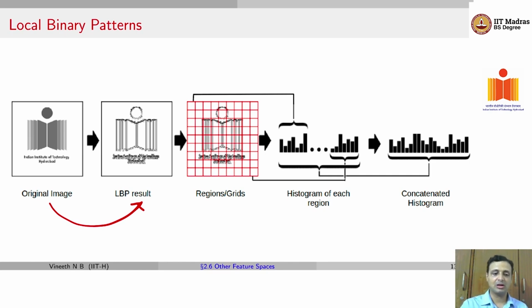So you could now construct such an image for every pixel. You could repeat the same thing and construct such an LBP image. Once you do this, you divide the LBP result into regions or grids, and once again you can get a histogram of each region, the number of pixels in each region in this particular case, and concatenate all of them to be able to get a single representation for a region or an entire image.